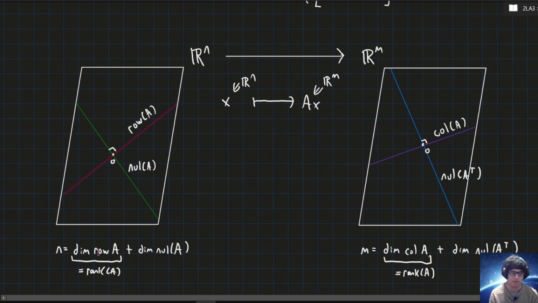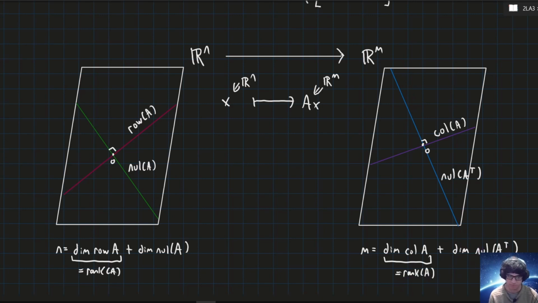And so by the rank nullity theorem, we have these two equations where n equals the dimension of the row space, of course that's equal to the rank of A, plus the dimension of the null space of A. Okay, that's just directly the rank nullity theorem. And you can apply the rank nullity theorem over here as well. Okay, so m of Rm is equal to the dimension of the column space of A, equal to the rank of A, plus the dimension of this new space here, the null space of A transpose.